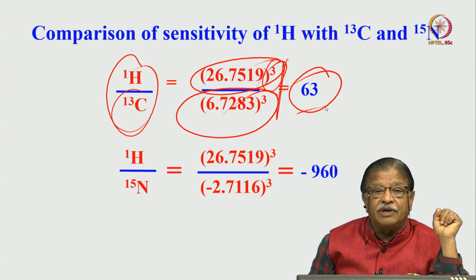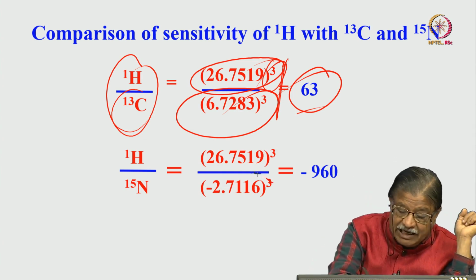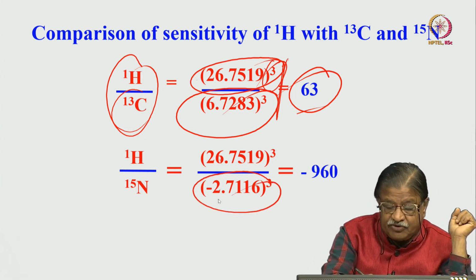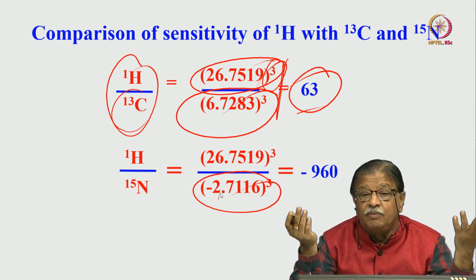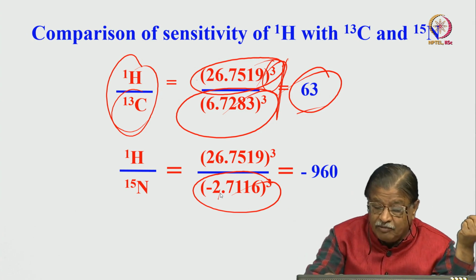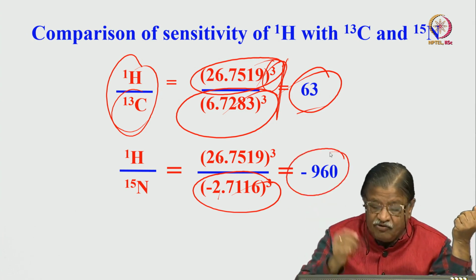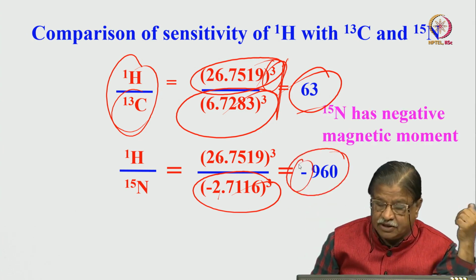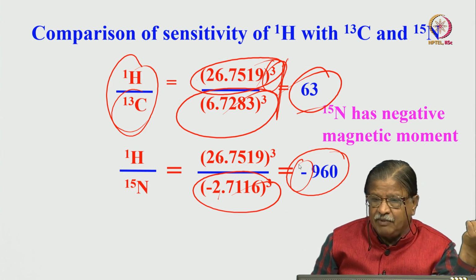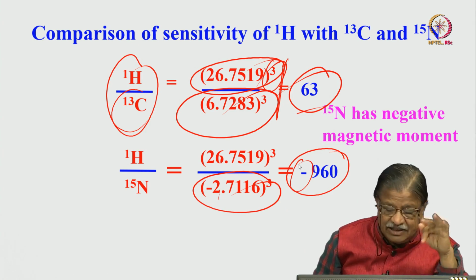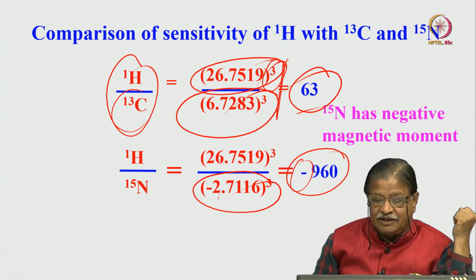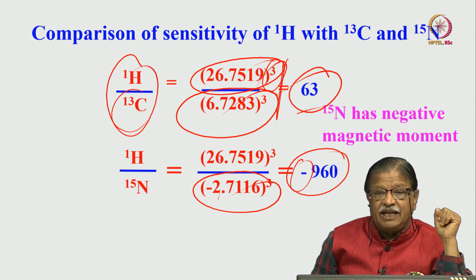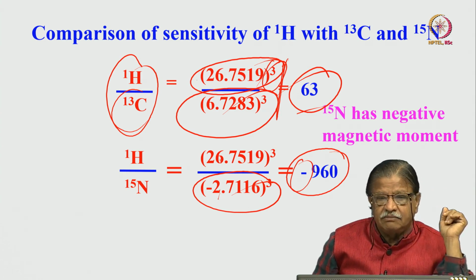Now, let us see what happened to nitrogen. Nitrogen has almost 10 times lower gamma compared to that of proton. So, 10 cube is 1000. So, it is almost 1000 times smaller. Of course, it is a negative magnetic moment, that is a different question, because nitrogen 14 has a negative magnetic moment. That is not a point to be understood now, because that comes only for NOE and others. But right now sensitivity is 1000 times smaller.